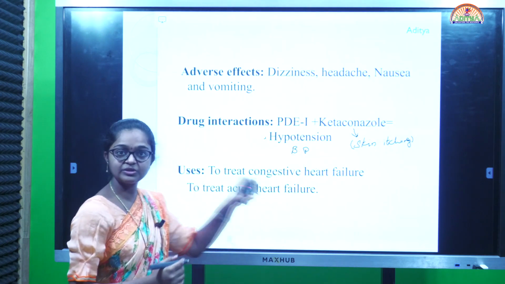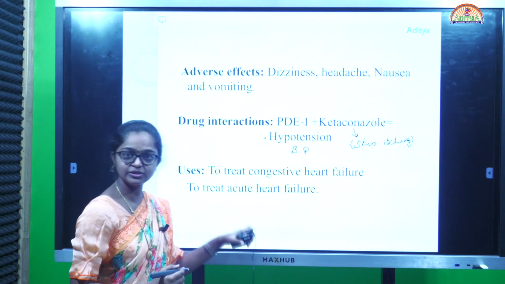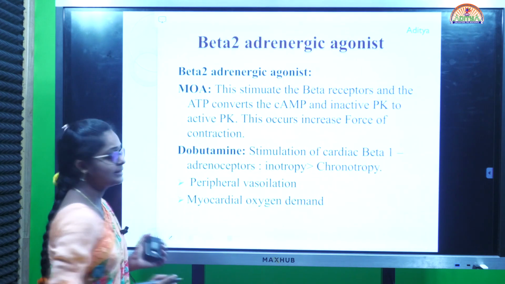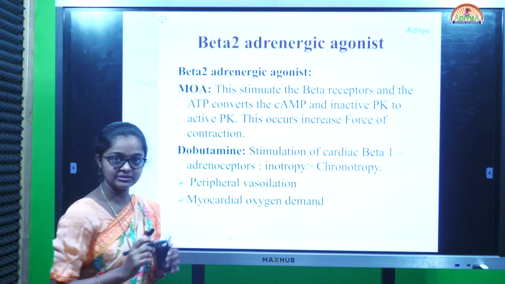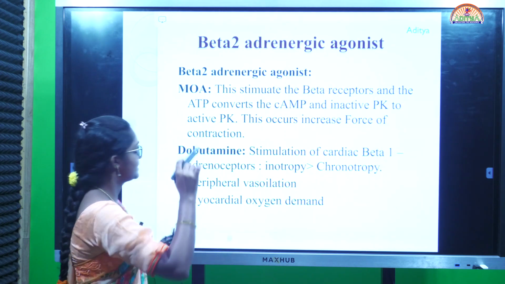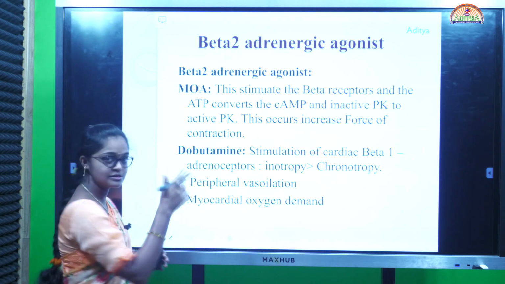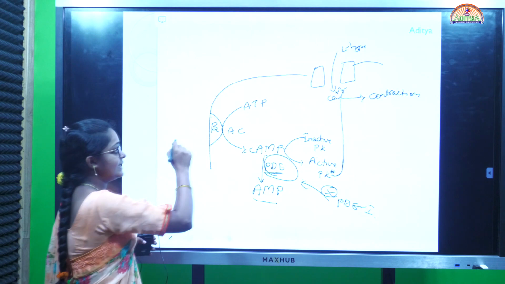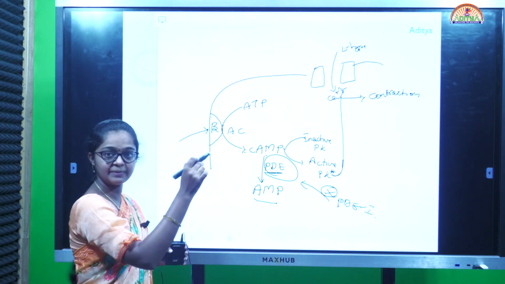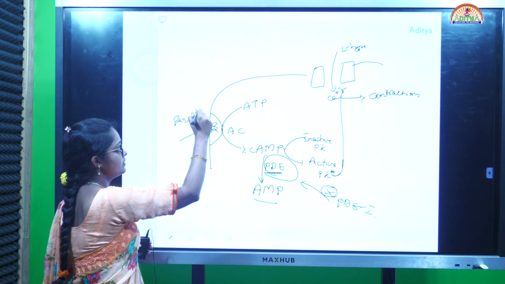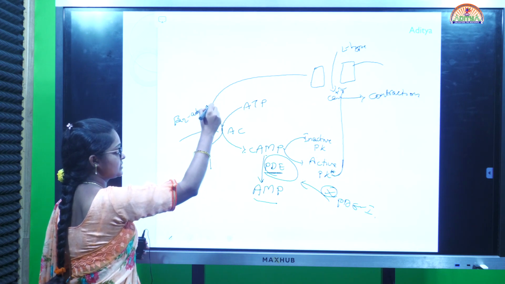Next, uses: they are used to treat congestive heart failure and acute heart failure. Next, beta-2 adrenergic agonists. These come under the drugs with positive inotropic effect. Beta-2 adrenergic agonists also possess the same mechanism of action, involving the beta receptors.